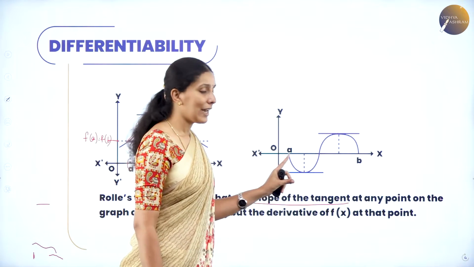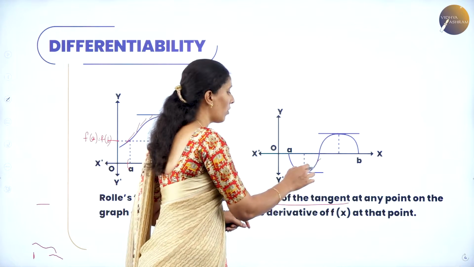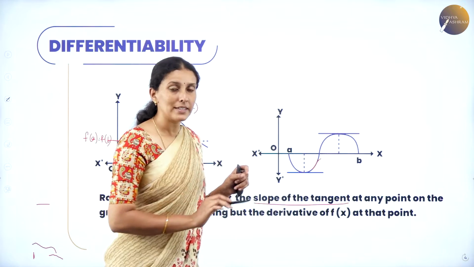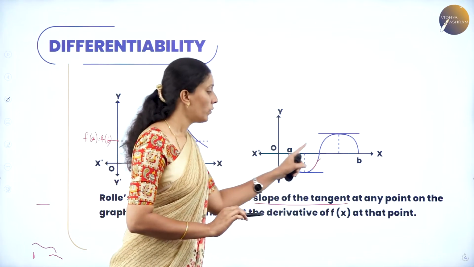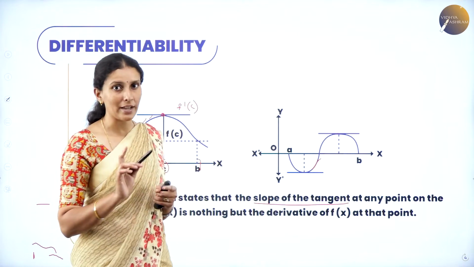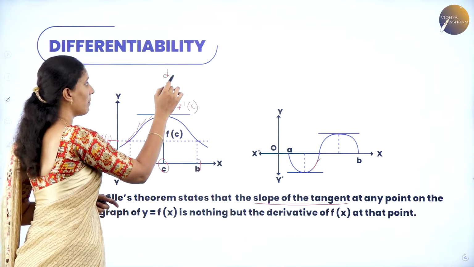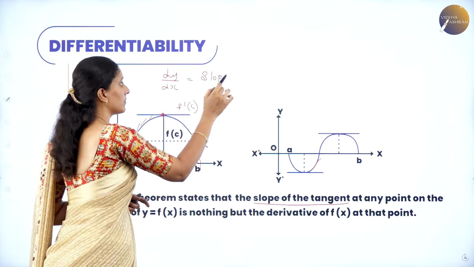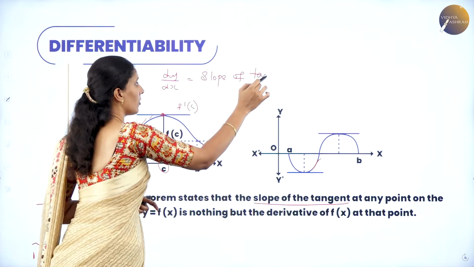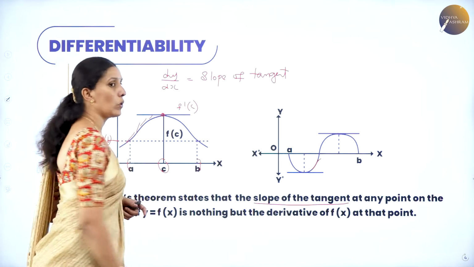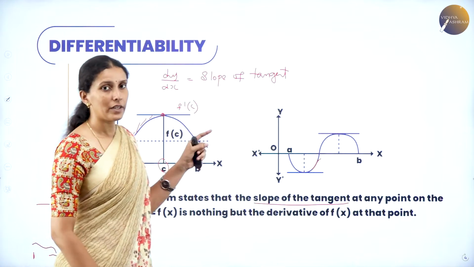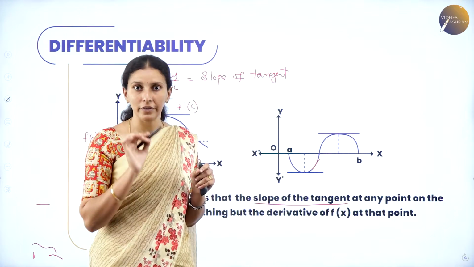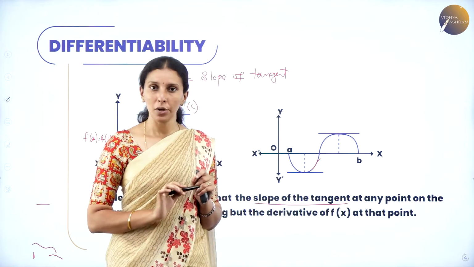So, here we can clearly say if you draw a tangent at a particular point and that point represents the derivative of a point which is also equal to the slope of a tangent. So, thus we can say dy by dx is nothing but the slope of tangent. So, this is what the Rolle's theorem states. The slope of the tangent at any point on the curve indicates the derivative of the function at that particular point.